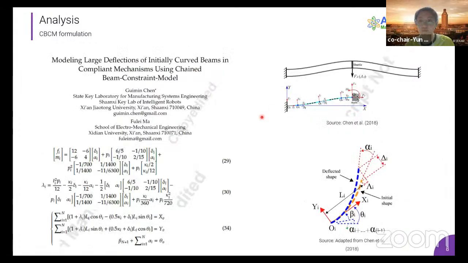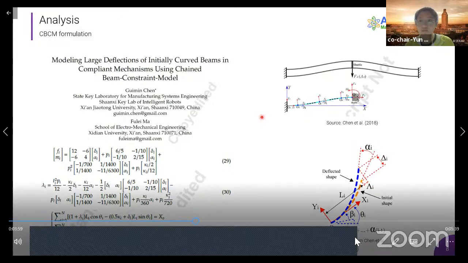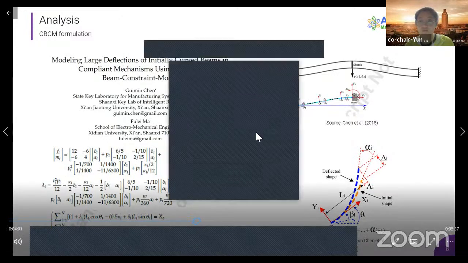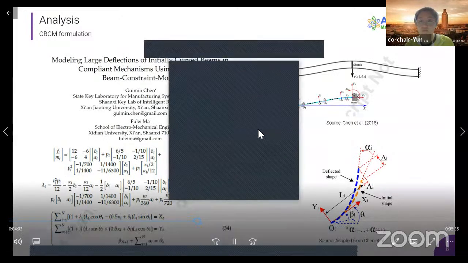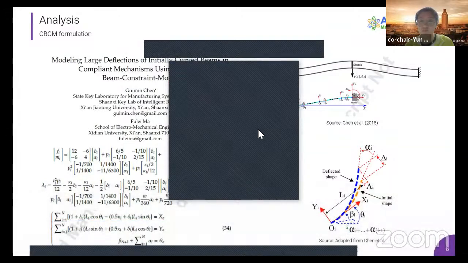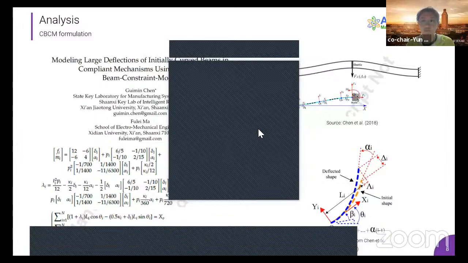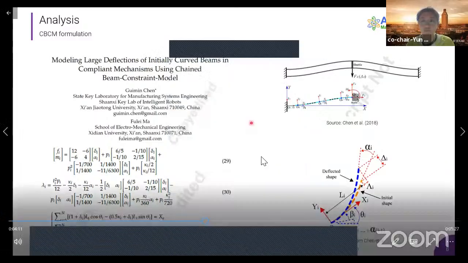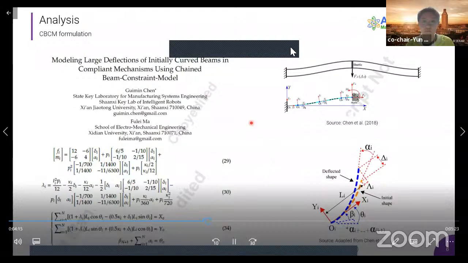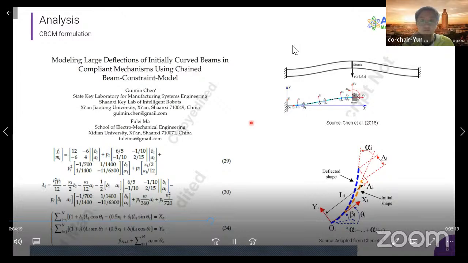The chained beam constraint model, or CBCM, is a numerical method that can be used to model curved beams. In sum, it breaks the beam into several pieces, and based on the values of the displacements, it returns the forces and moments. So you can generate a force-displacement relationship. And in this work, we use CBCM to model the mechanisms with and without the side length.